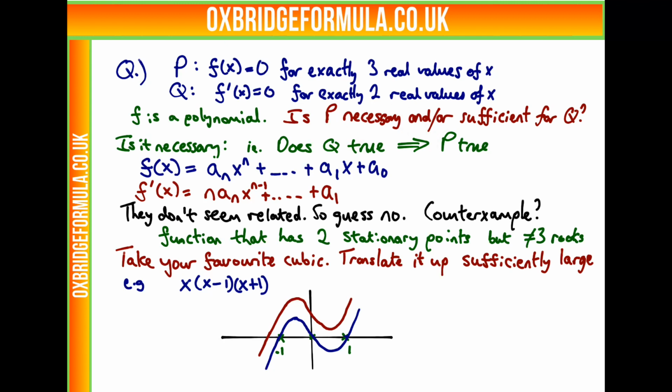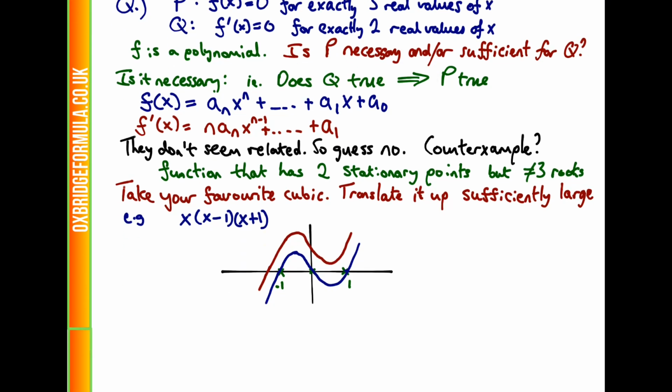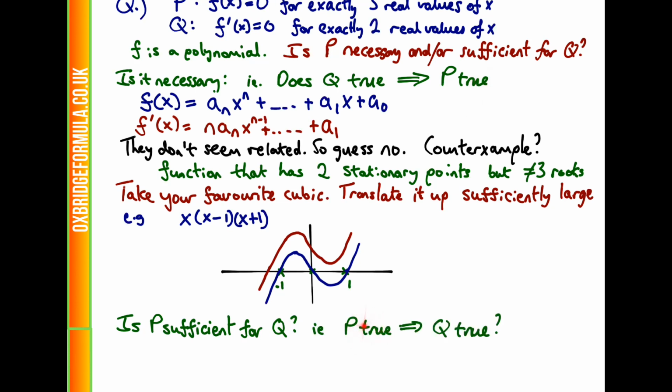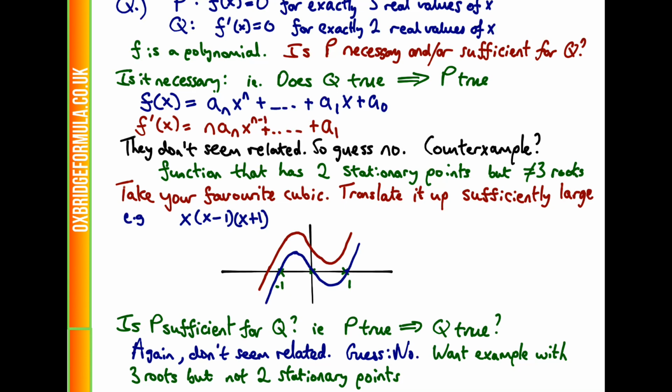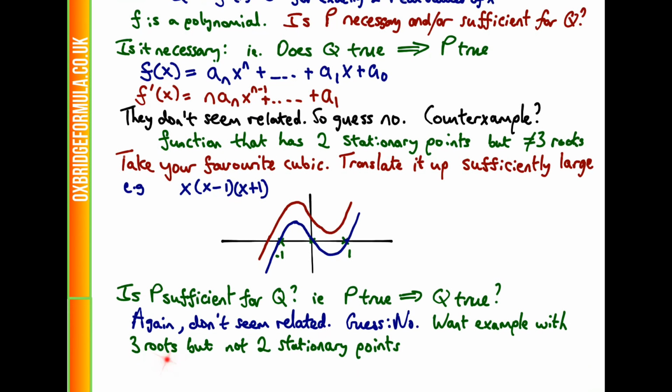So it's not necessary. Is it sufficient? Well, that's saying that if P is true, then Q is true. That is, if a function has 3 roots, does it have 2 turning points? Again, they don't seem related, so you'd say no. So what would be a counterexample for this? We want something that has 3 roots, but not 2 stationary points. Something with 3 roots is often a cubic.